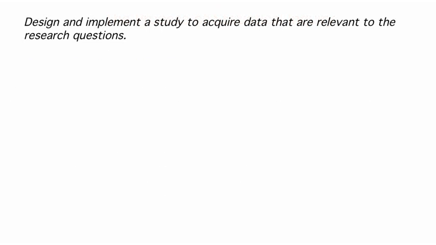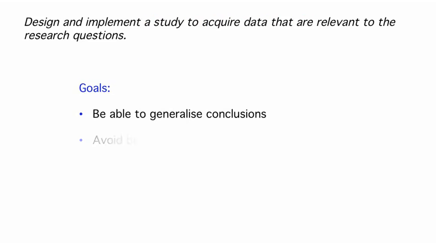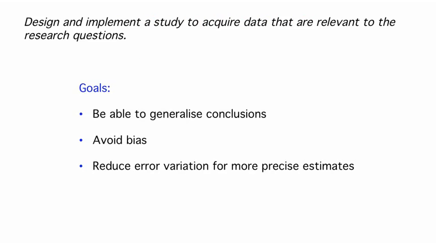By carefully designing a study, we hope to create a situation in which we can make the strongest conclusions possible that will help us understand our research questions. Careful design means that we will be able to generalize our conclusions to a population of interest. It means we'll avoid any systematic error or bias in our measurements or conclusions. It will help us reduce the non-systematic error caused by the natural variability in measurements so that we can get more precise estimates and have more power in our inferential procedures.